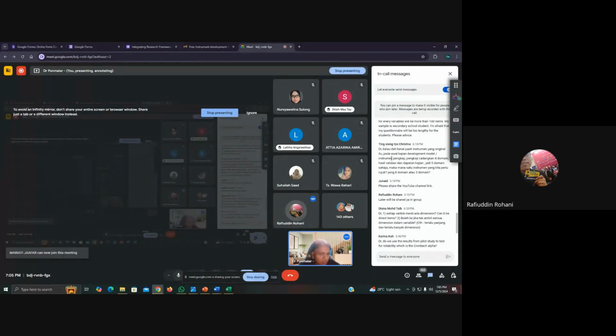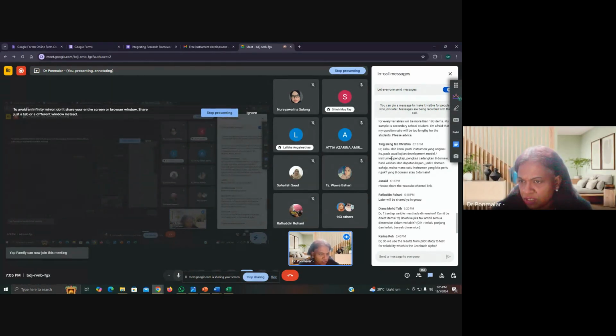Okay, next doktor. From Ting Sing. Okay, doktor, kalau dah kenal pasti instrumen yang original tu, pada awal kajian development, instrumen pengkaji cadangkan 8 domain hasil validasi dan dapatan kajian. Jadi 5 domain saja, maka 8 domain hasil validasi dan dapatan kajian. Jadi 5 domain saja. Maka mana satu instrumen yang kita perlu rujuk? Yang 8 domain atau 5 domain? Tak faham lah, Ting.